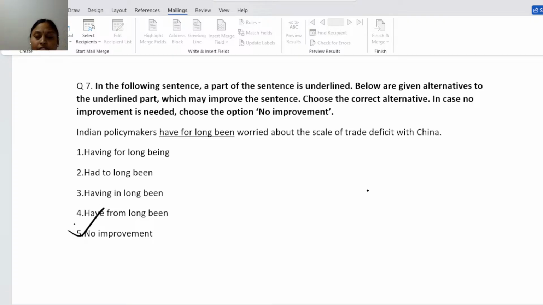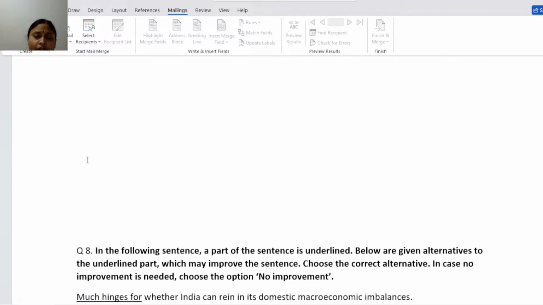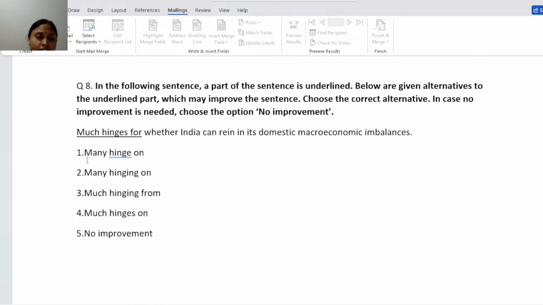It is used in the present perfect tense. It happened long ago, that's why there is no need to change anything. So now we will go for the next question.